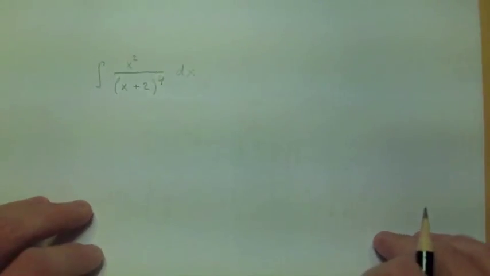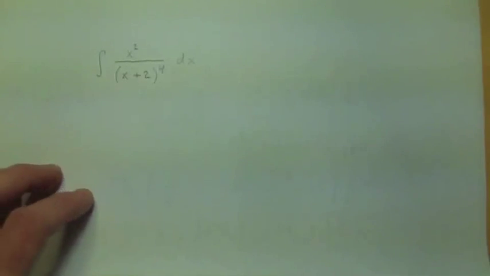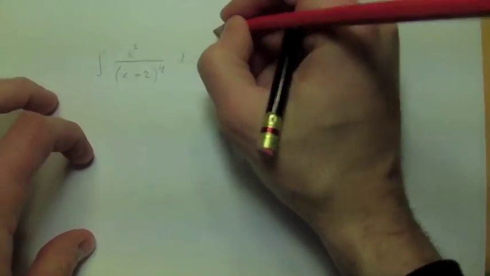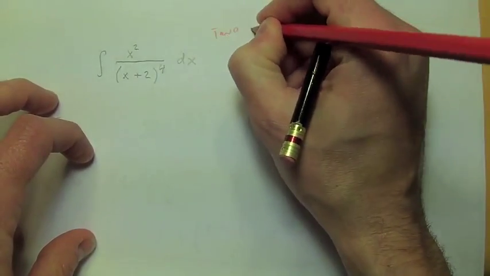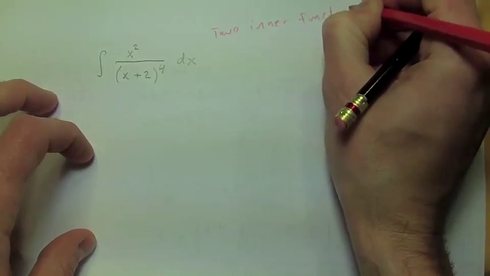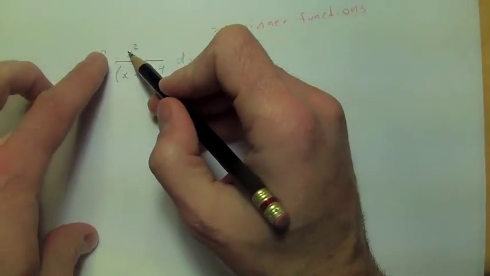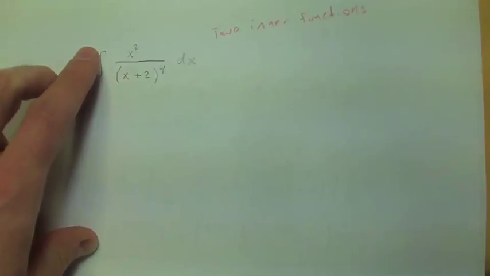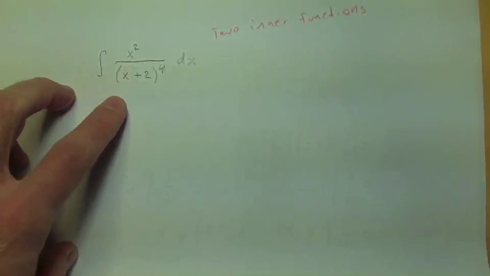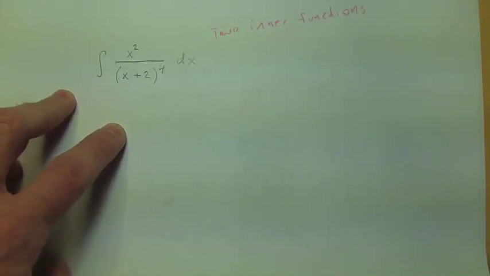All right, the next example I want to look at, and this one's kind of more complicated. This is the case where we have two inner functions, because we have x squared, but x, I mean, as an inner function, that's not all too bad. And then we also have x plus 2 raised to the 4th.